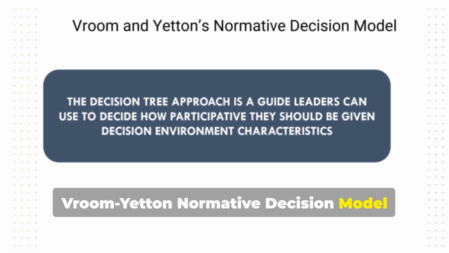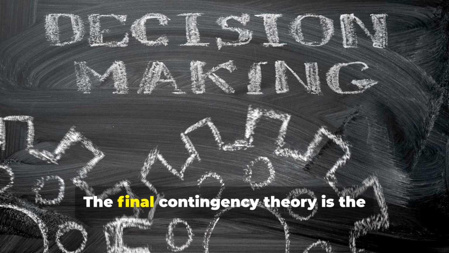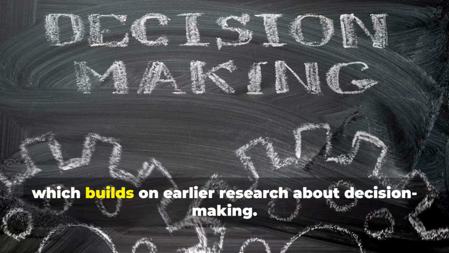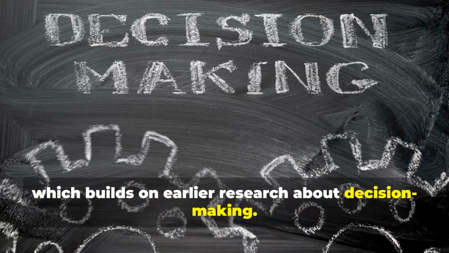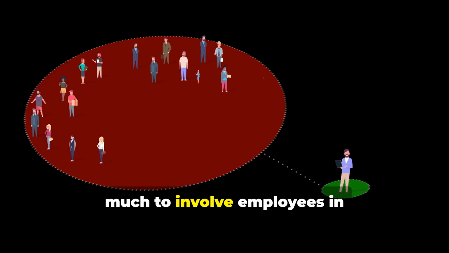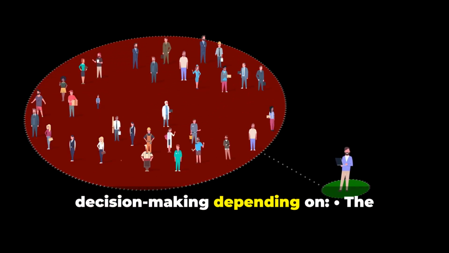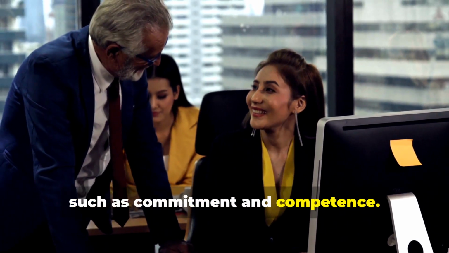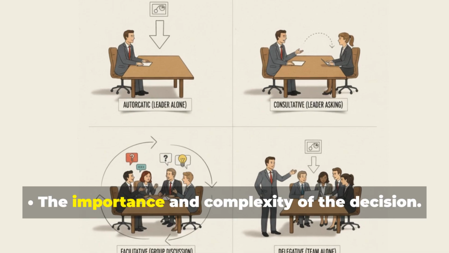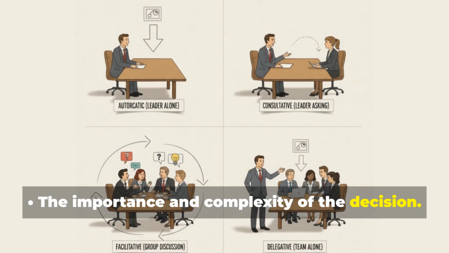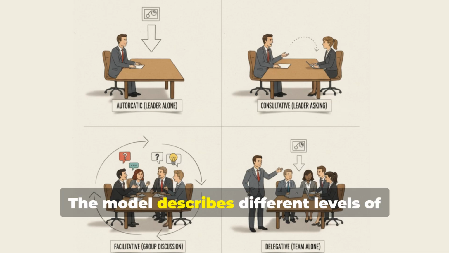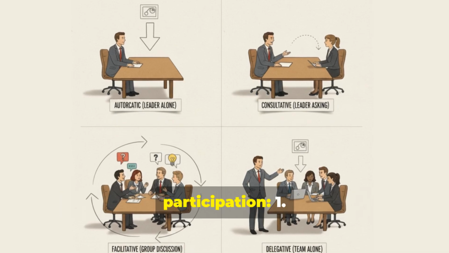Vroom-Yetton normative decision model. The final contingency theory is the Vroom-Yetton normative decision model, which builds on earlier research about decision-making. This model helps leaders decide how much to involve employees in decision-making depending on the attributes of employees, such as commitment and competence, the importance and complexity of the decision, and the time available to make the decision. The model describes different levels of participation.